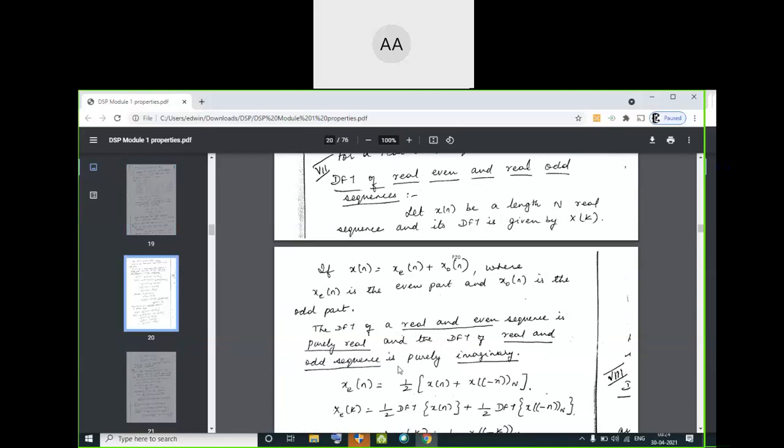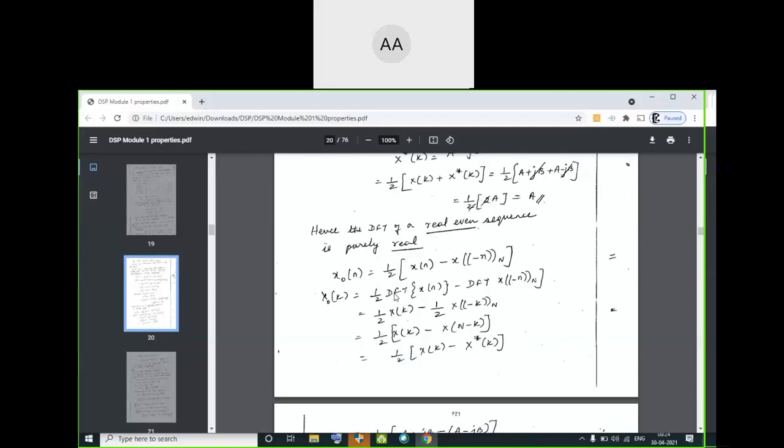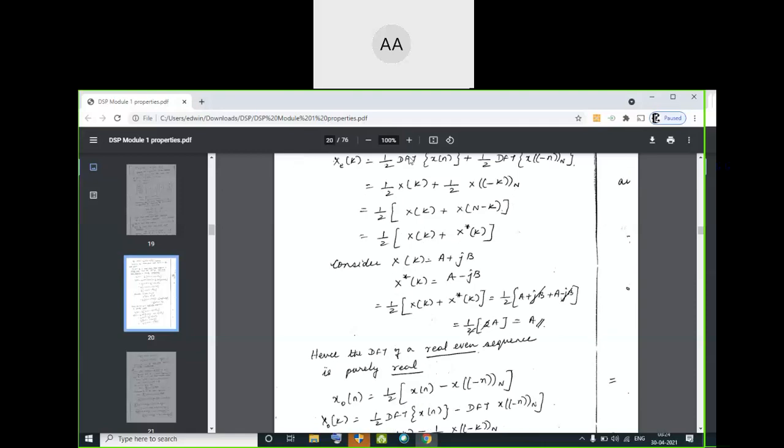If a signal has both even and odd components, you can write it like this: x of n is equal to x even plus x odd. So the even part, how do you extract from this? 1 by 2 x of n plus x of minus n. Similarly, the odd part: 1 by 2 x of n minus x of minus n. Separately you find the DFT for both the even part and the odd part. Just substitute your DFT equation, and when you solve it, the only key point here is x of minus k is equal to x of N minus k. Previous property you will use.